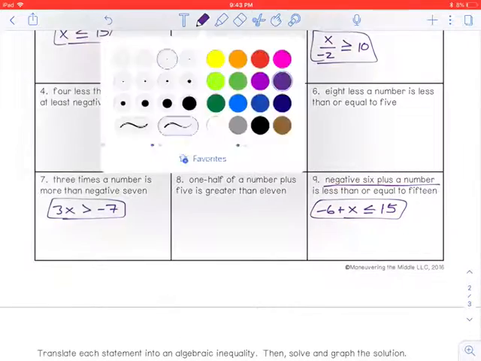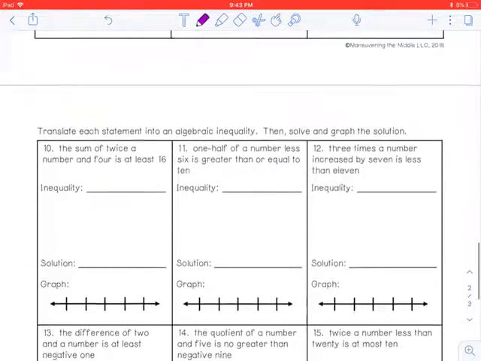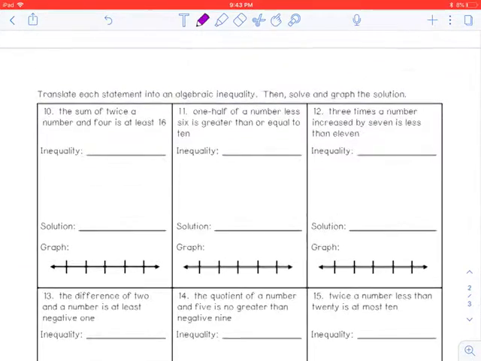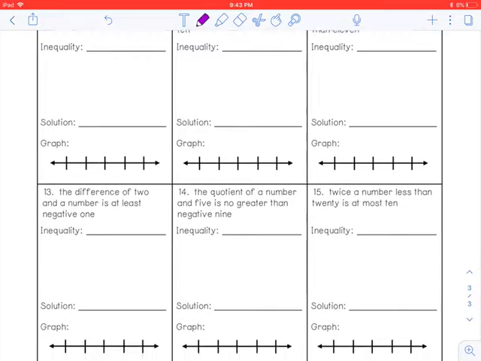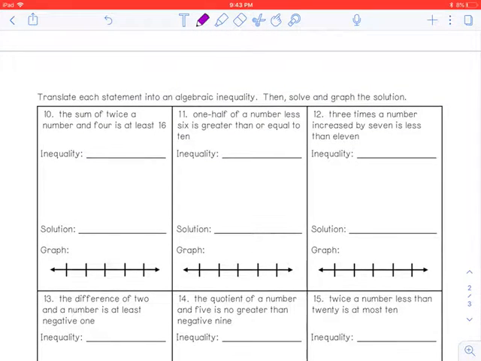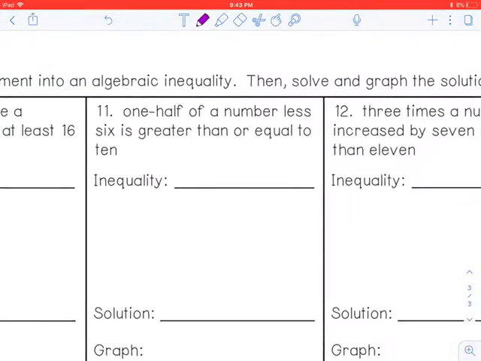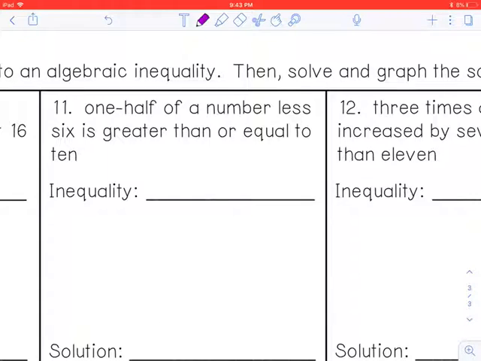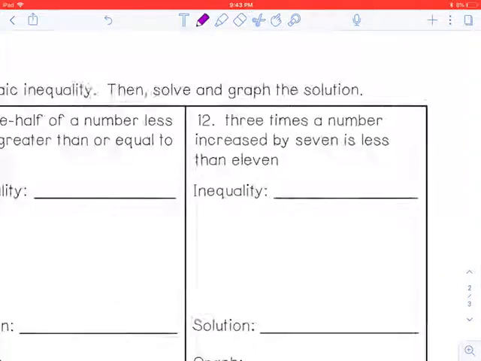So let's go to the back, the last few here, and then I'll give you a couple to try. So these are ones we want to solve. Okay, so let's look at number 11, one more, and then give you one to try on your own. So in this case, it says 1/2 of a number less 6. So less 6, that's kind of a weird one. I'm going to skip that one actually and go to a different one. Let's go to number 12.